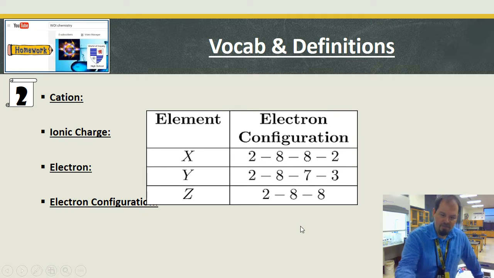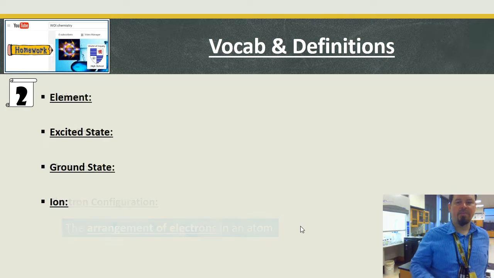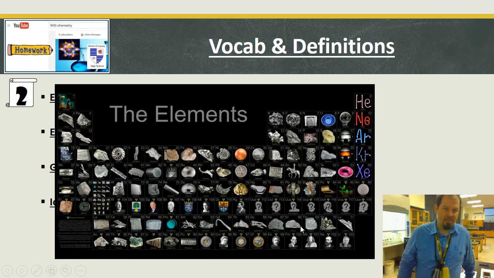Electron configuration, here are some of them. This is the arrangement of electrons in an atom. They do have dashes in between them that do not mean minus. They're just separating energy levels. Okay, so we just say 2,4 or 2,8,2. Okay, it's not 2 minus.